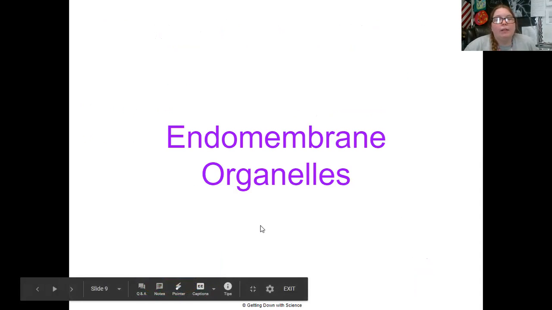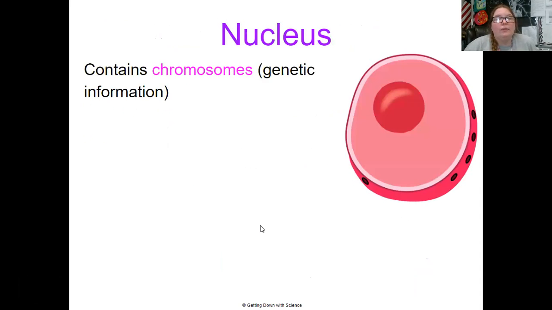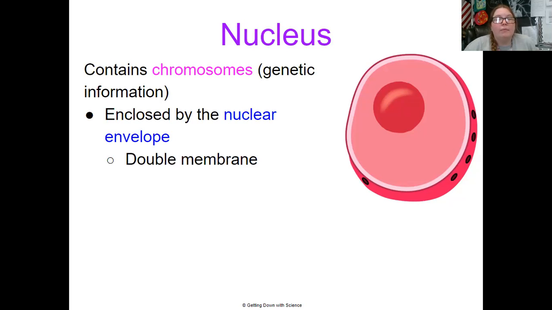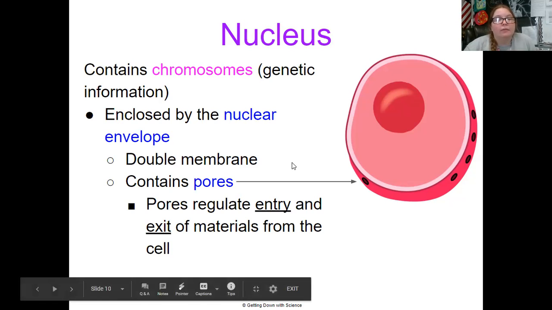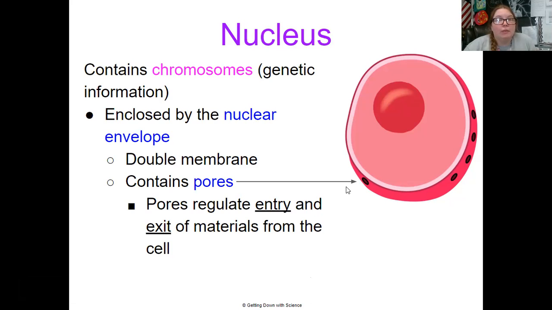All right, so our endomembrane organelles. We have a nucleus. It stores chromosomes or genetic information. It's enclosed by something called the nuclear envelope. So a nucleus has a double membrane with pores in it, almost like it's its own cell. Those pores regulate entry and exit of materials from the cell. So when I make an RNA message, I have to be able to get that out of the nucleus somehow. It can't be trapped in there. So the arrow's pointing to a nuclear pore.